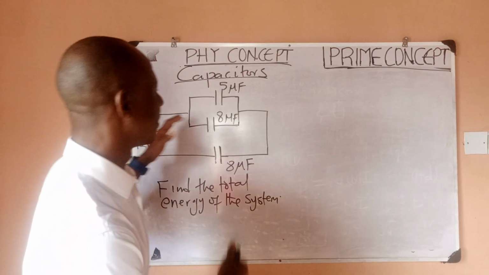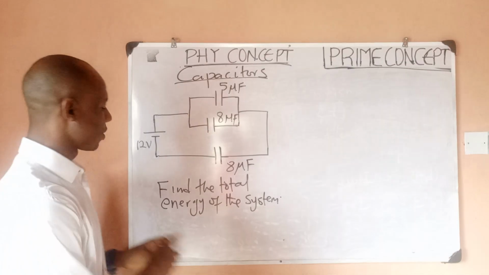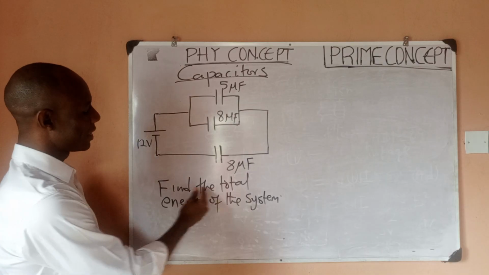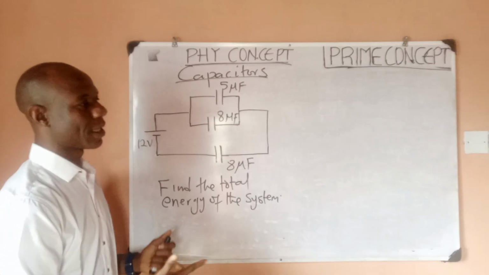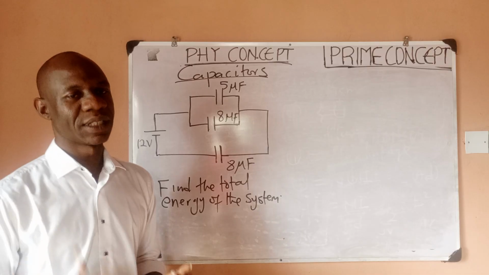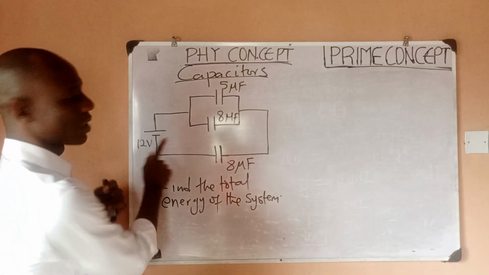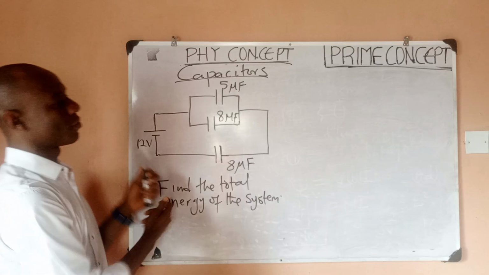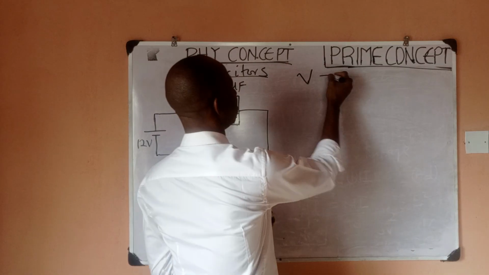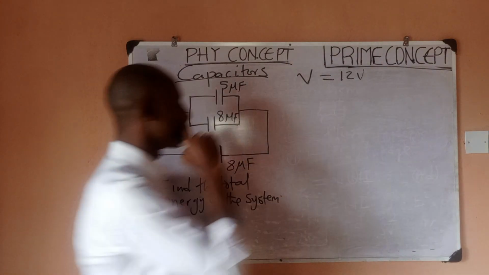Now we're here to tackle a problem under capacitors. The question says find the total energy of the system. And once you hear the word total, it simply means you need to know your total voltage or potential difference, which we have as 12, right? So we need to know V, which is 12 volts.